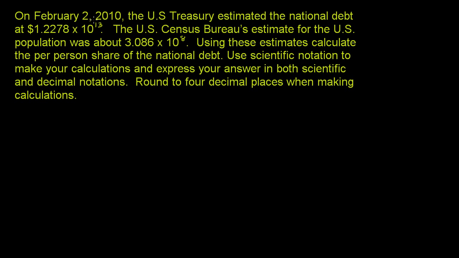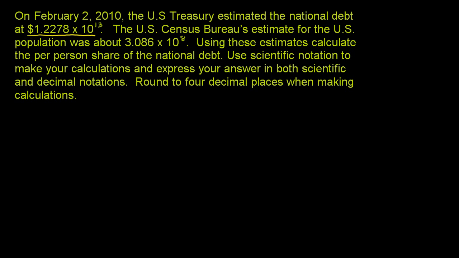On February 2nd, 2010, the U.S. Treasury estimated the national debt at 1.2278 times 10 to the 13th power. And just to get a sense of things, 1 times 10 to the 6th is a million, 1 times 10 to the 9th is a billion, 1 times 10 to the 12th is a trillion. So we're talking about on the order of magnitude of $10 trillion. So this is about $12 trillion.